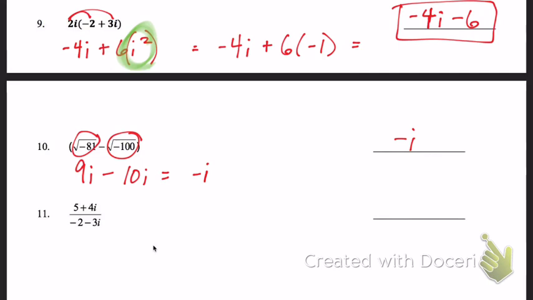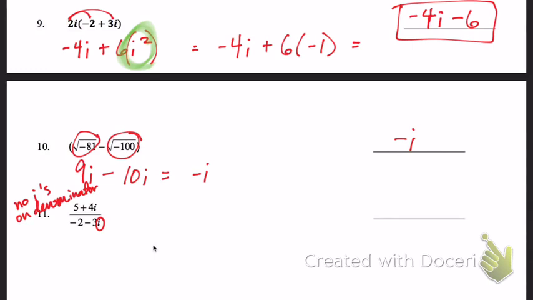For number 11, this one is something that's a little different. This is like a special case. I think you might have learned in Algebra 1 that you can't have a square root on the denominator of a fraction. Another thing that you cannot have on the denominator of a fraction is an i. So no i's on the denominator, and you must get rid of the i on the denominator.